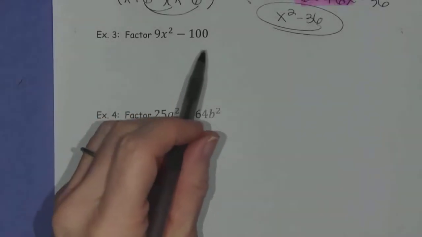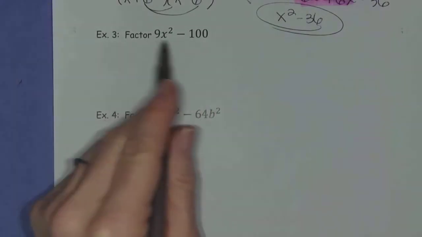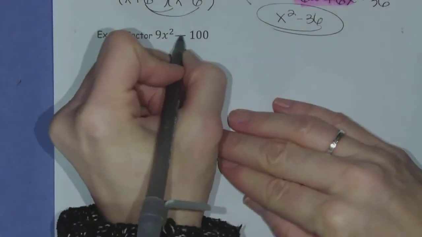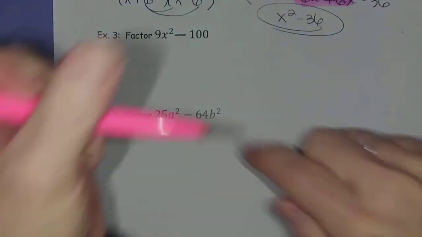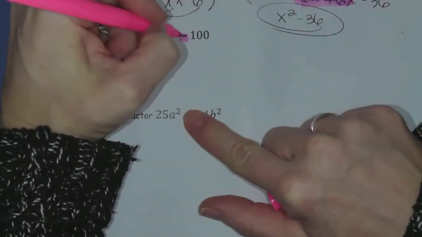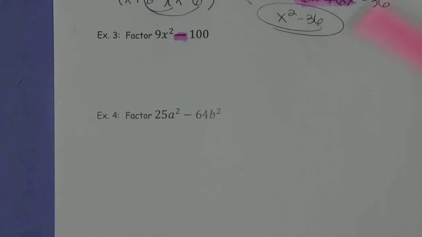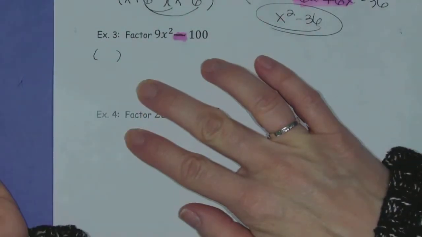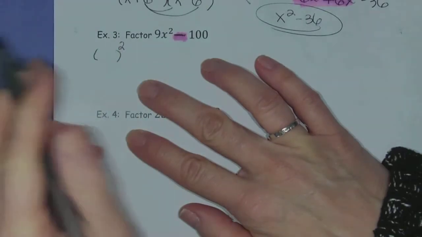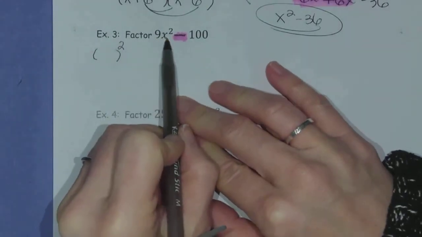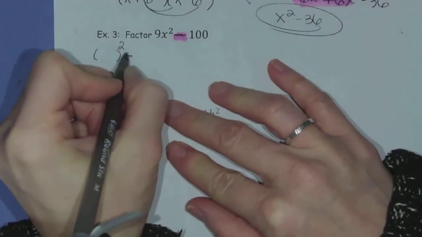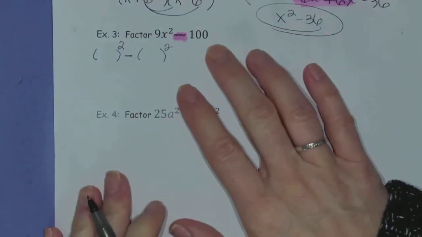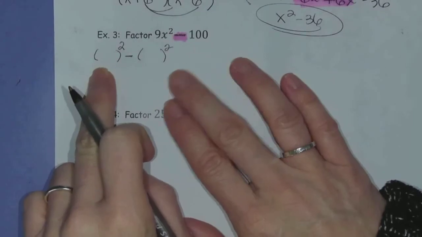Factor 9x squared minus 100. So we have to see if this is truly the difference of two perfect squares. It's definitely the difference. So there is this element of subtraction, which is good. But now I have to ask myself, what monomial, when I square it, gives me 9x squared? And what constant, when I square it, gives me 100? So you can pause and think about it.